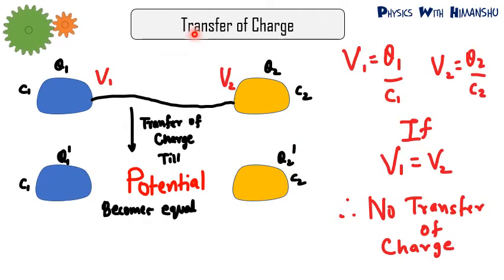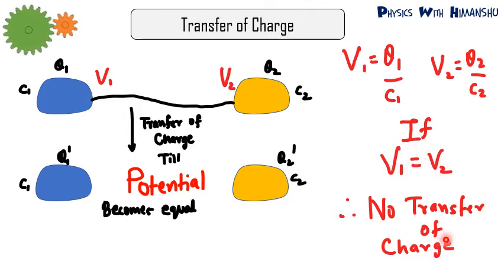So now we'll discuss a few properties. Suppose initially the charge on capacitor C1 is Q1 and the charge on capacitor C2 is Q2. So V1 will be Q1 by C1, V2 will be Q2 by C2. Suppose initially only the potential is equal. Suppose the initial potential of capacitor 1 and the initial potential of capacitor 2 is the same. That is V1 equal to V2.